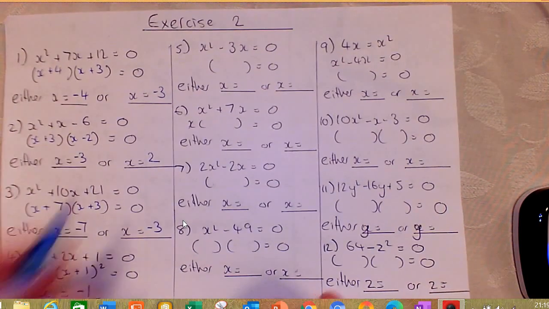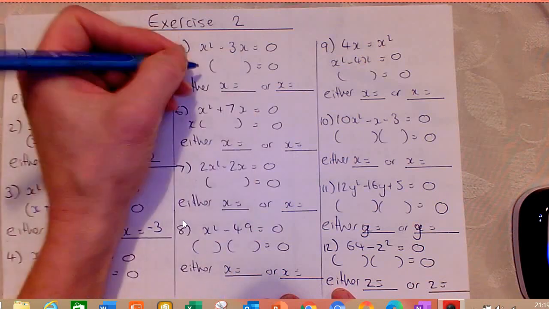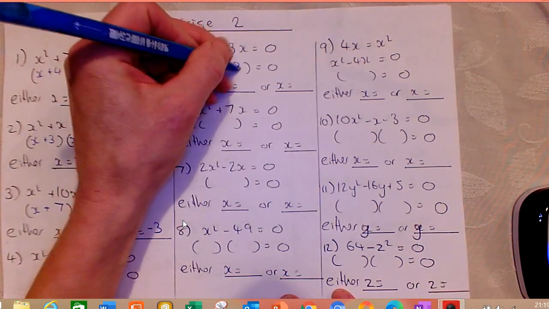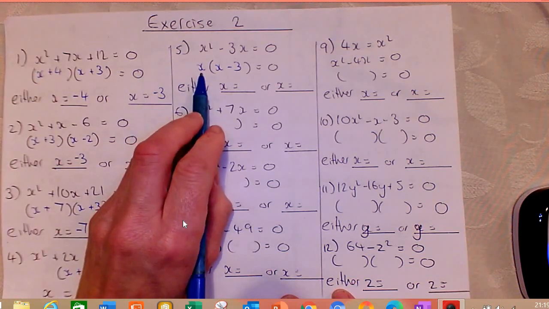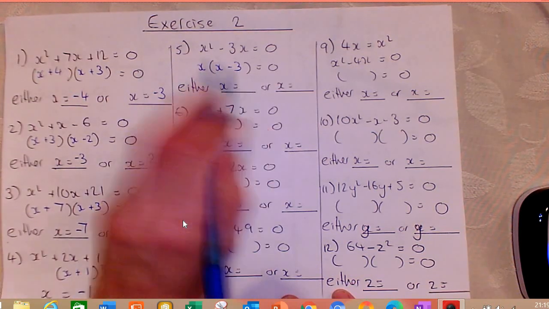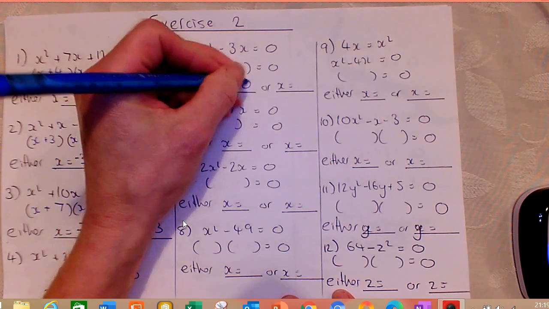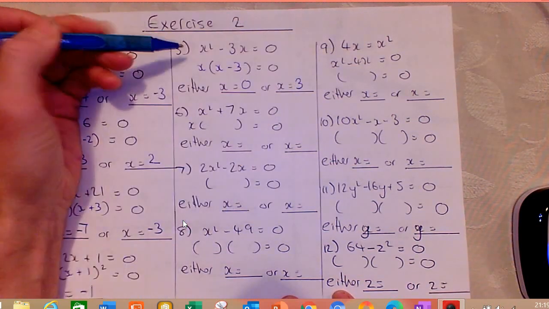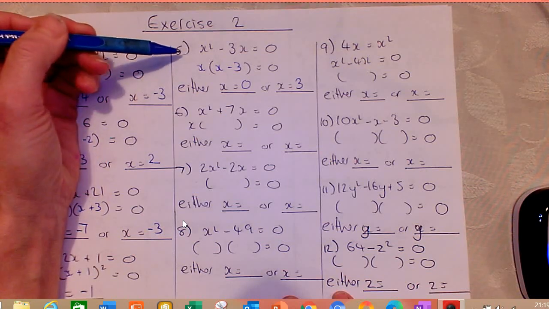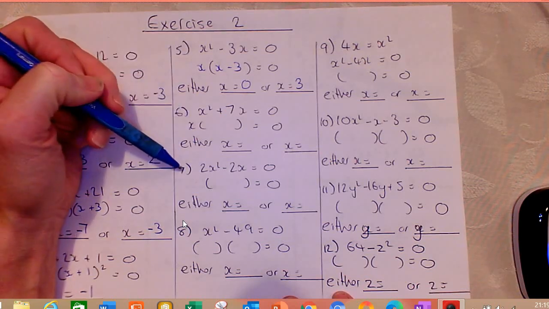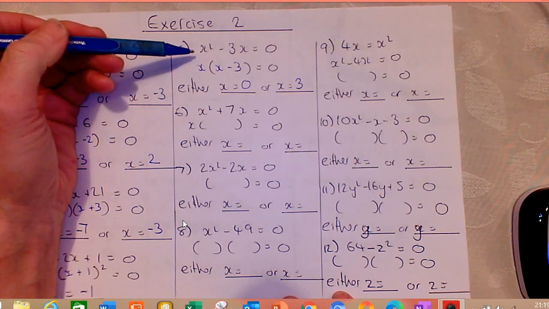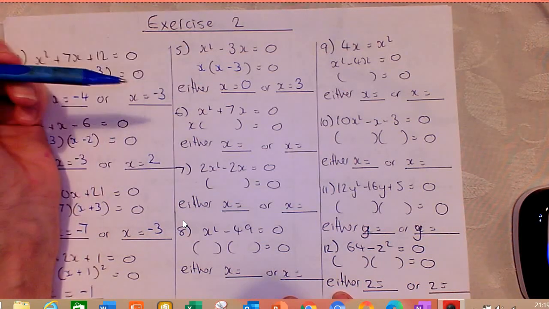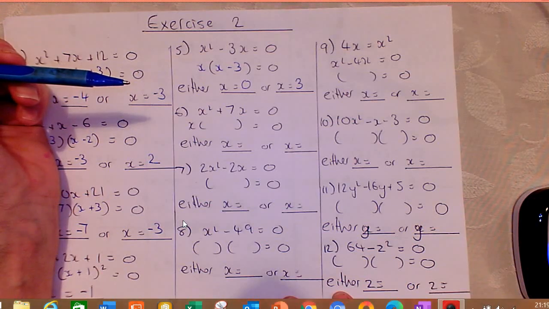Question 5. This is one of those where you can take x out as a factor, and then you're left with x take 3. So remember that could equal 0 or this equals 0. So x equals 0 or x equals 3. A common mistake some people do on 5, 6, 7 type questions is they divide by x. And if you divide by x at the start, you lose one of your solutions. So don't divide by x ever.